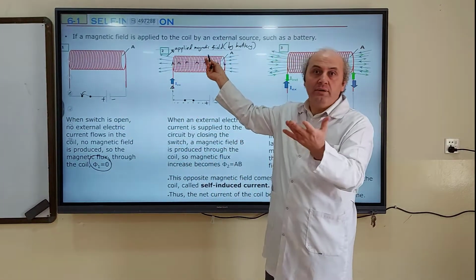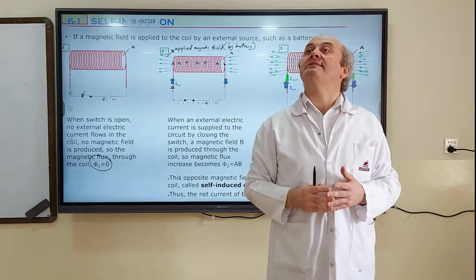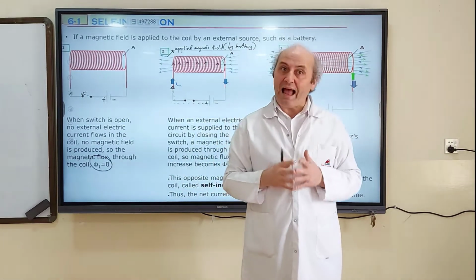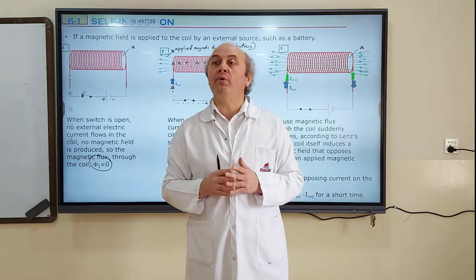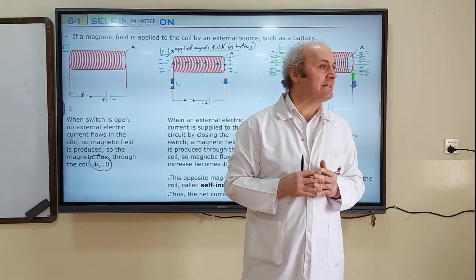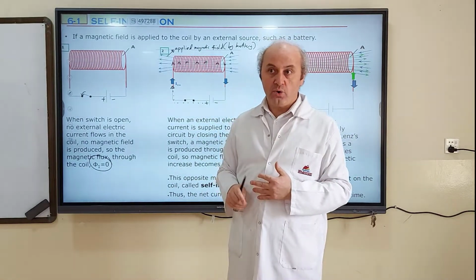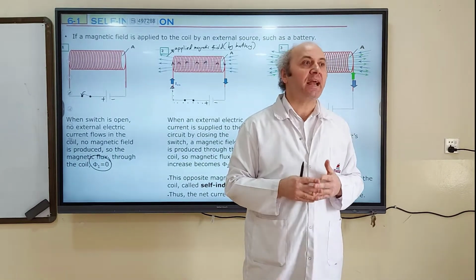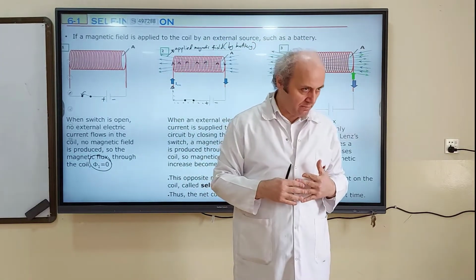That increased to a maximum value. If the applied magnetic field through a coil increases, Lenz's law states that the induced magnetic field must oppose this increase. That means the coil will react to this increase. How can it react? By producing an induced magnetic field in the opposite direction of this increasing applied magnetic field.